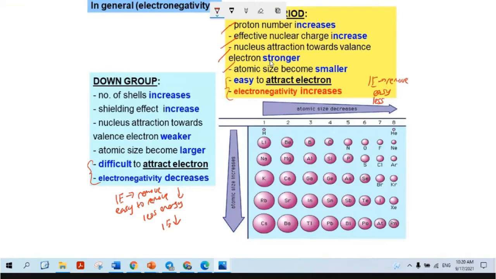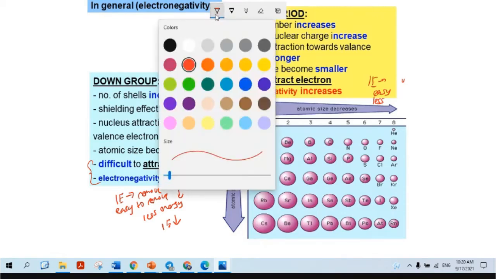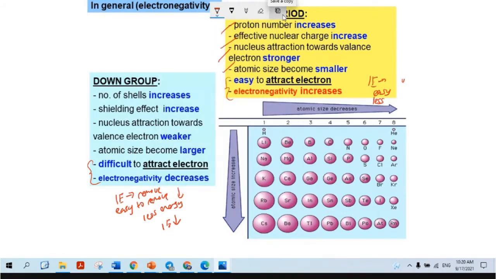But across a period, for IE, we know it is about removing an electron. Across the period, it is difficult to remove. Why difficult? Because the size is smaller, the attraction is stronger. That is why I need more energy to remove an electron across the period, so high IE. Here, always refer to the definition and then explain according to size, effective nuclear charge, or shielding effect.